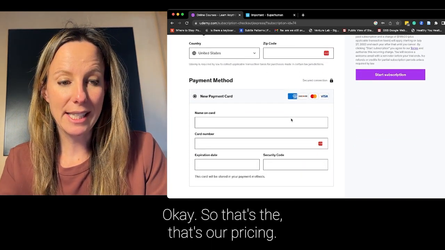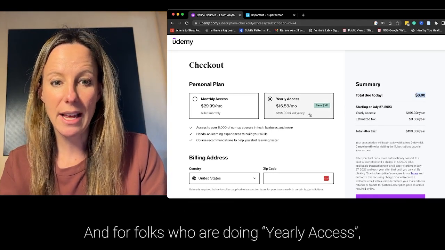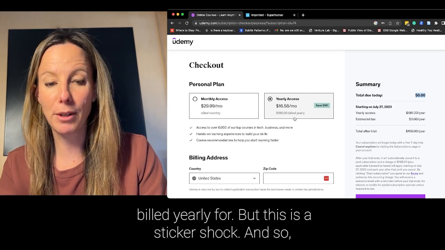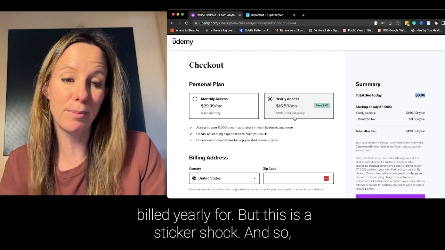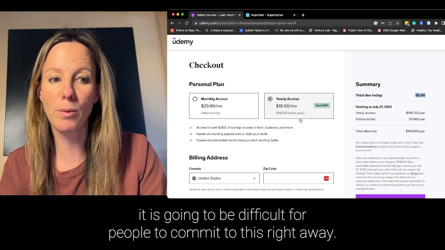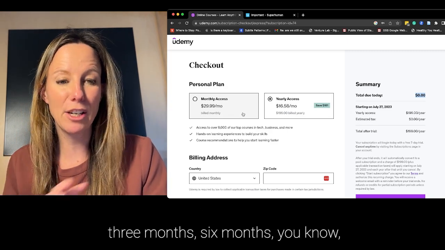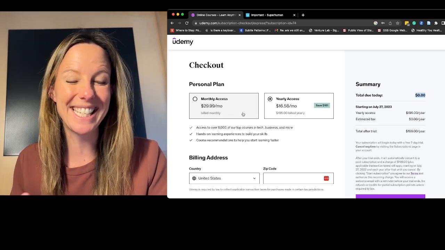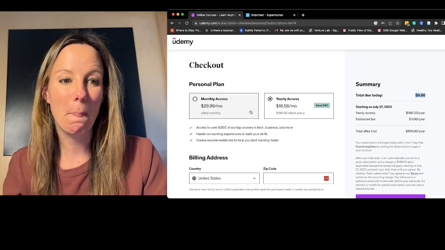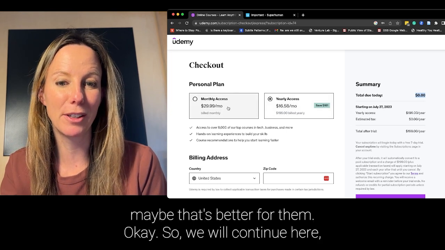Okay, so that's our pricing. Start subscription, and this is due today 0. Very nice. And for folks who are doing yearly access, it does turn out that you do want to show people what they will be billed yearly for. But this is a sticker shock, and so it is going to be difficult for people to commit to this right away. What I would hope that people could try is more like 3 months, 6 months. Going from a month to a year just seems like a really big commitment. It's likely that potentially you'd get more people to do the 3 months than you would a year. So even if you had a compromise effect in the middle here of 3 months, maybe that's better for them.